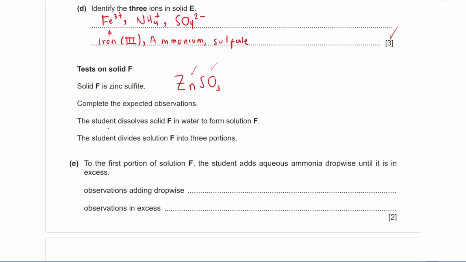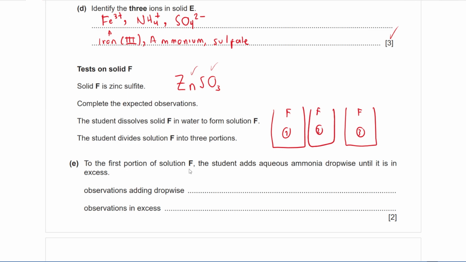Okay. Student dissolves solid F in water to form solution F. And then you have 3 portions here. So F1, F2, and F3. And what we're going to do now is add aqueous ammonia dropwise until it is in excess. So to the first portion, what are we going to do here? Aqueous ammonia. So NH3, aqueous.